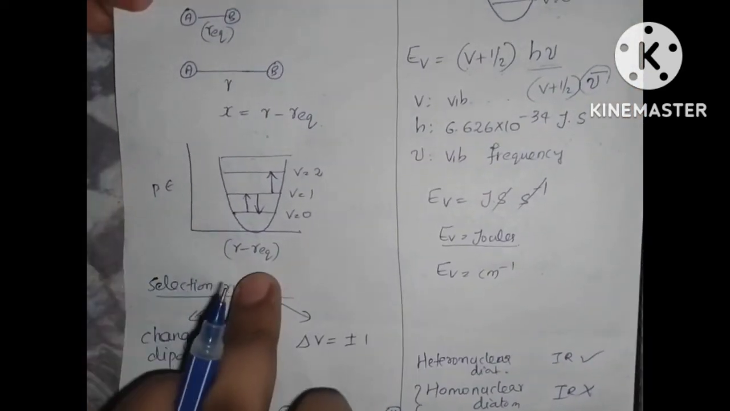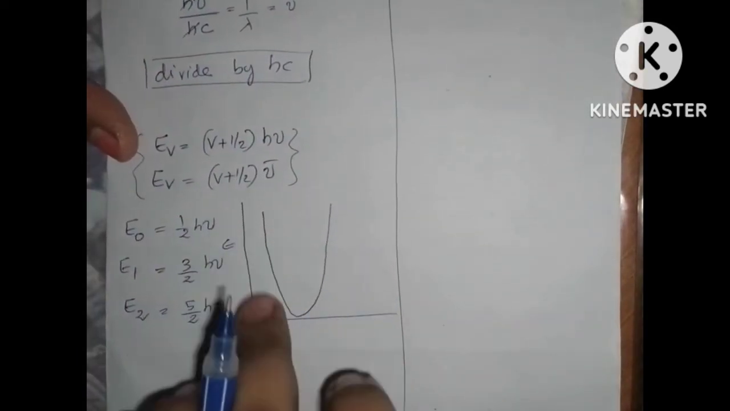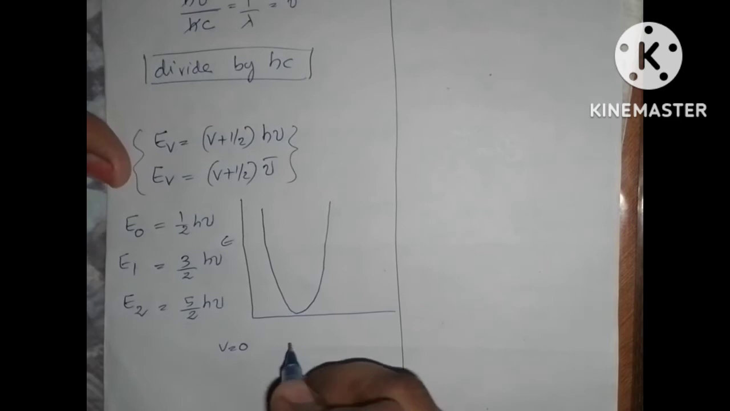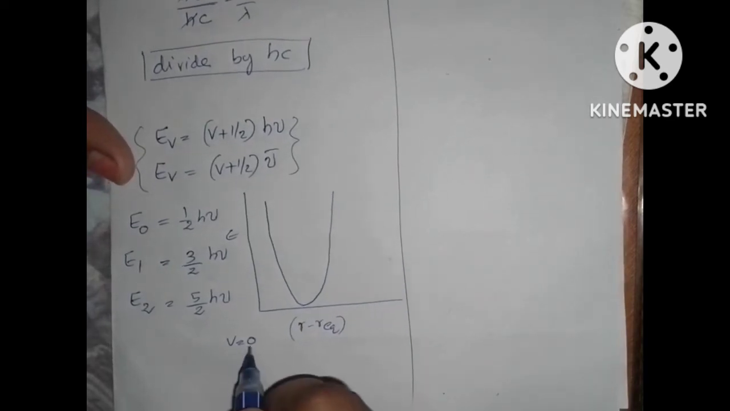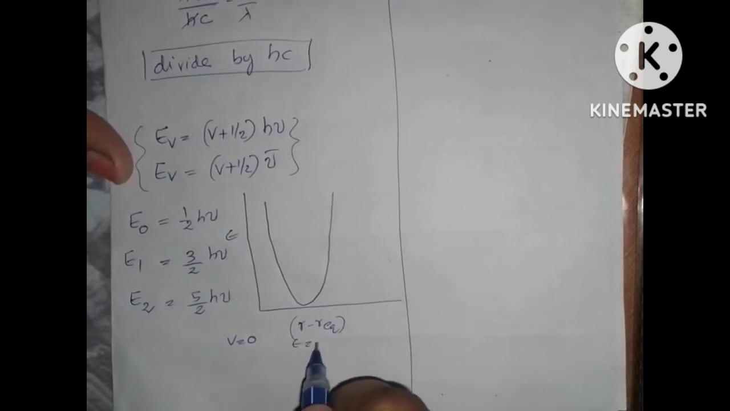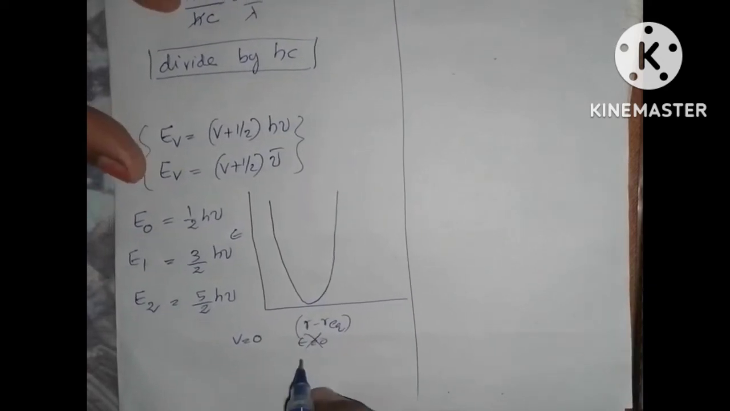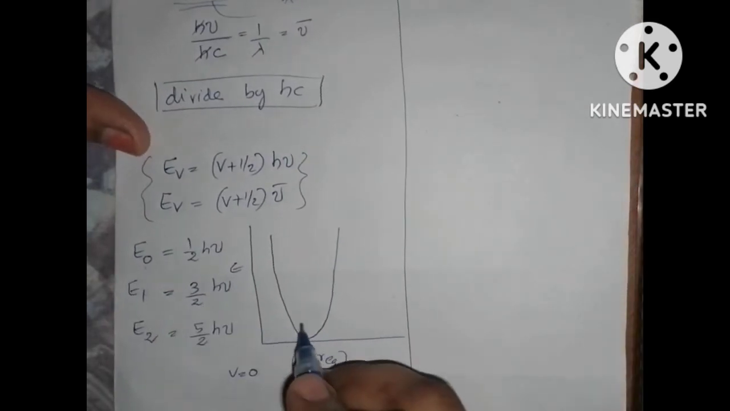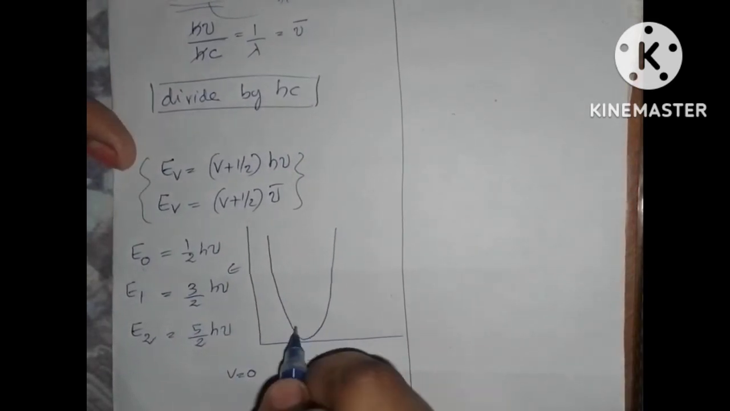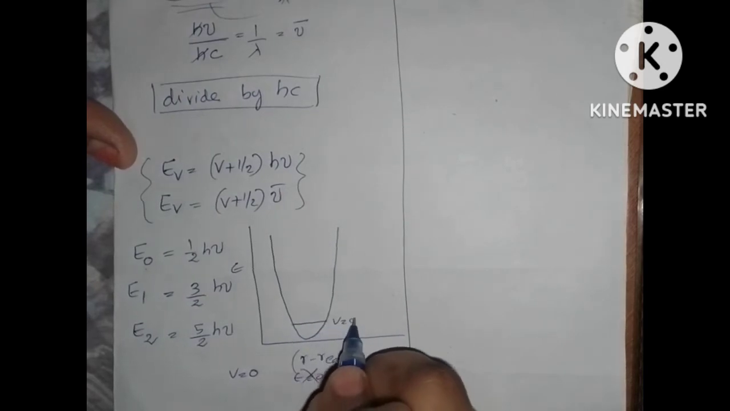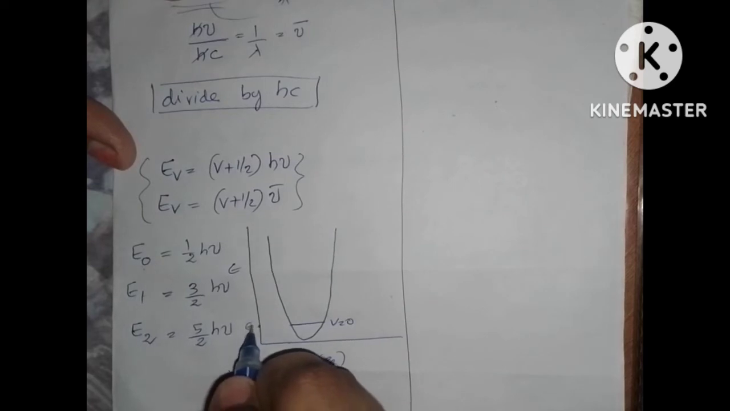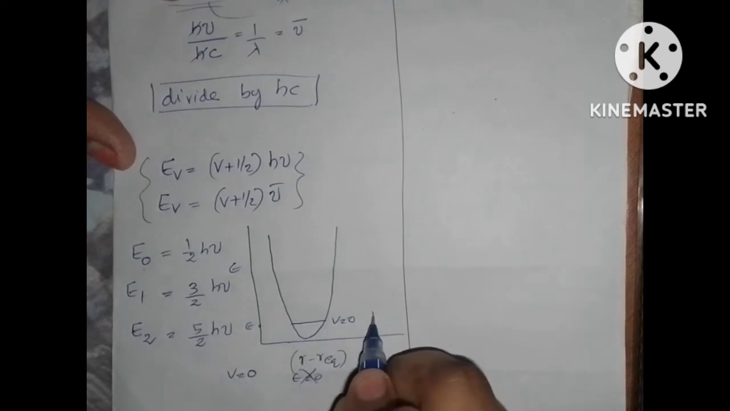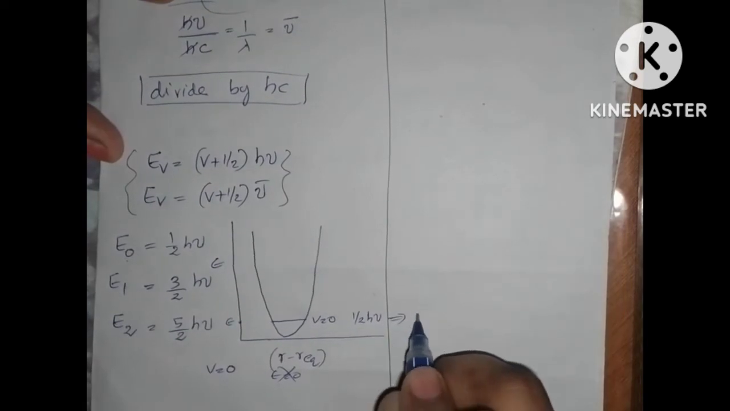Potential energy versus displacement is this diagram. Energy is plotted on the y-axis, and this indicates the displacement r minus r equilibrium, or simply x. For V equal to 0, the energy is not 0. There is some value for energy. And what is that value? It is half h nu, some positive value. So the V equal to 0 level comes here, because the energy is not 0. That value is half h nu, which is known as zero point energy.